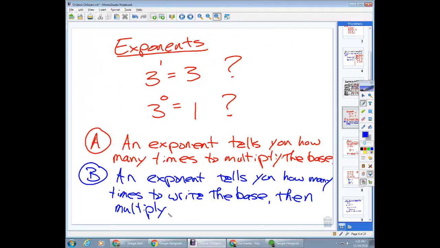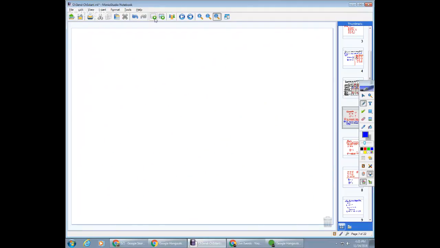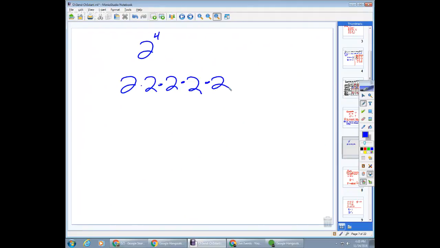Like if you had 2 times 4, so it should be 2 times 2 is one of them. It takes the base twice to write the first one. 2 to the 4th, you mean? Yeah. Okay, if I go by my first definition, it tells me how many times to multiply the base. So 2 times 2, there's one multiplication. There's a second multiplication, a third, and here's my 4th multiplication. Is that 2 to the 4th? No, oh crap.